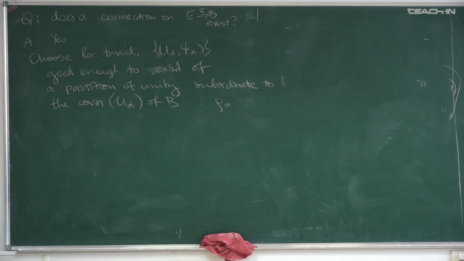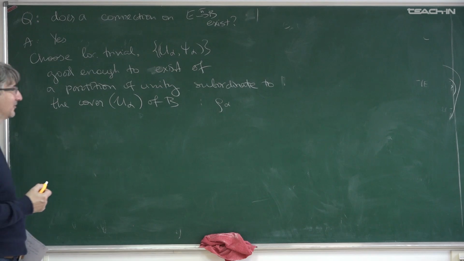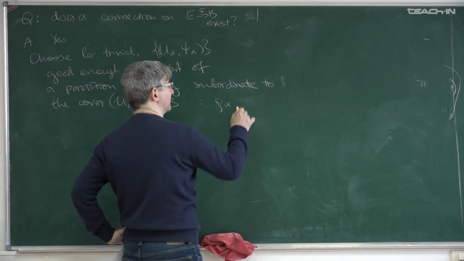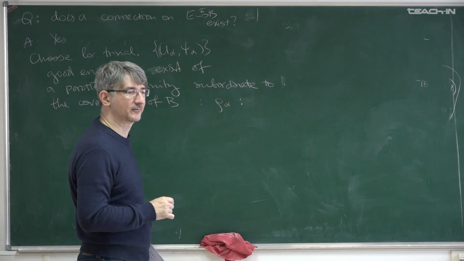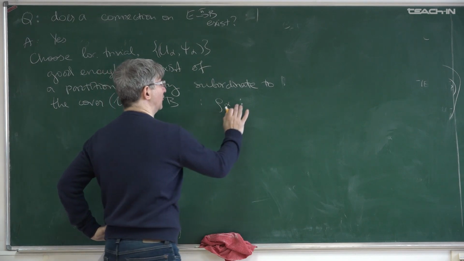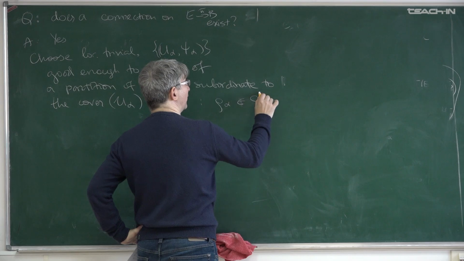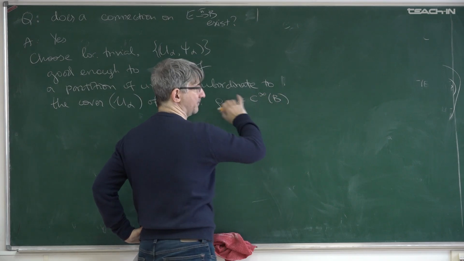Very difficult question, because it's one of the basic definitions from differential geometry, so everybody forgot it. But let us recall the definition of a partition of unity. It's a collection of smooth functions. Smooth functions on the base manifold.